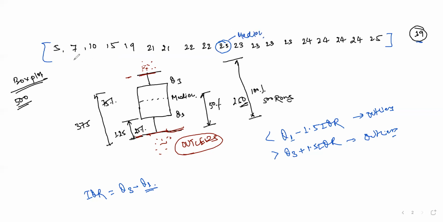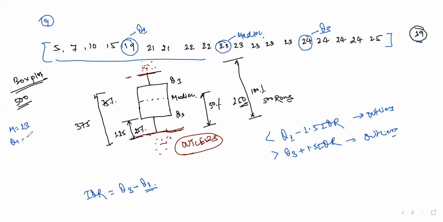Now, what will be quartile 1? Find the median value from here. We have 9 values, right? So the fifth value, 1, 2, 3, 4, 5, is your quartile 1 value. Similarly here, 1, 2, 3, 4, 5, is your quartile 3 value. So now we have the median value, that's 23. We have quartile 1, that's 19. We have quartile 3, that's 24. What will be the IQR? IQR will be Q3 minus Q1, that's 24 minus 19, which is 5, right? So IQR is nothing but 5.